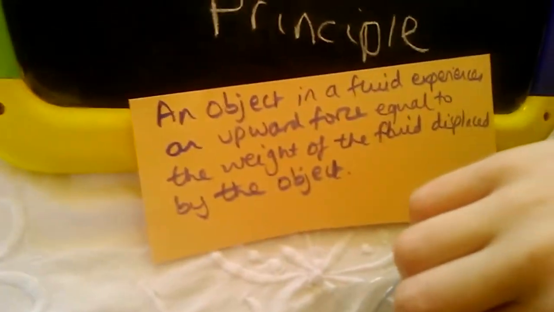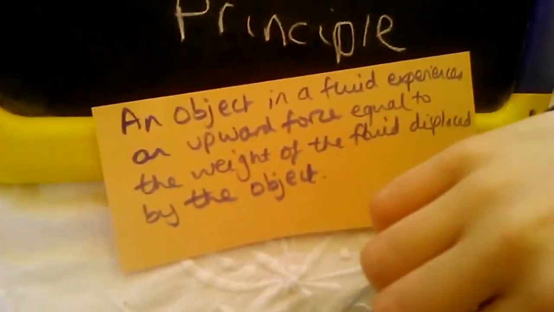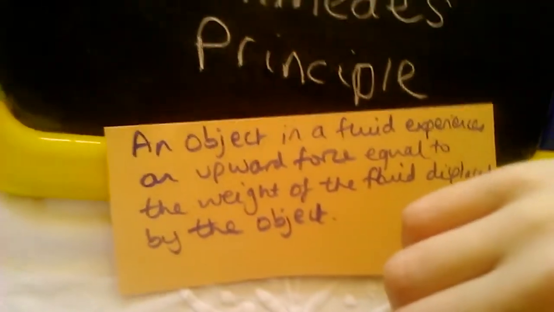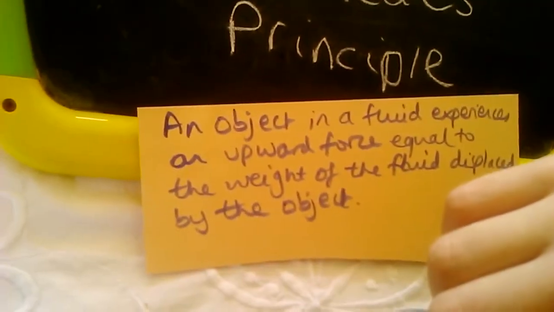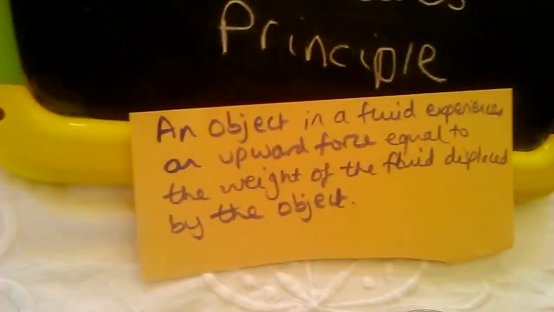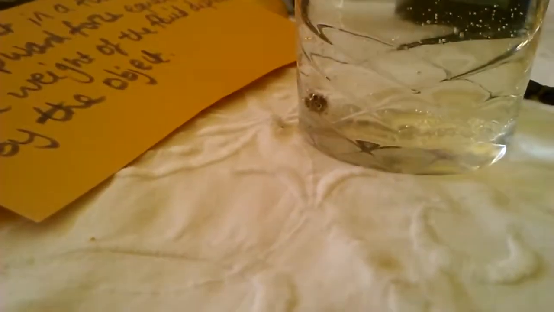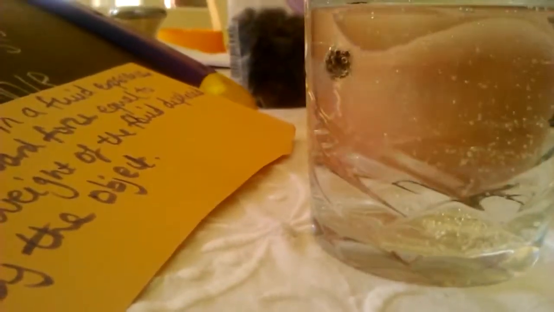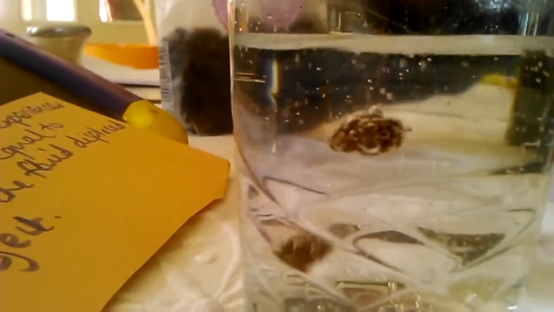Anyway, the basics of Archimedes' principle are that an object in a fluid, so we've got a little raisin about to go into some, was it lemonade? Yeah. Experiences an upward force equal to the weight of the fluid displaced by the object. Anyway, it will become clearer what that actually means. So we've got a raisin and then we'll put a few more in. Whoop! What happened? This is dancing raisins.